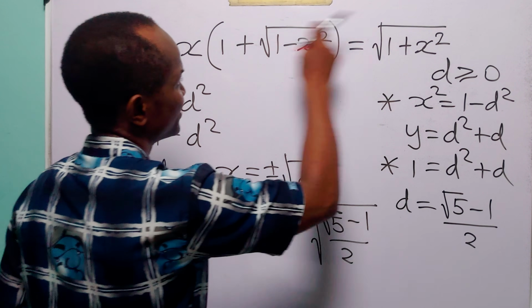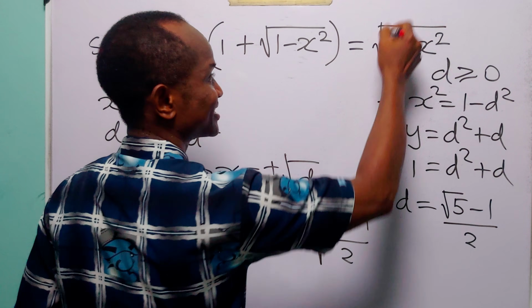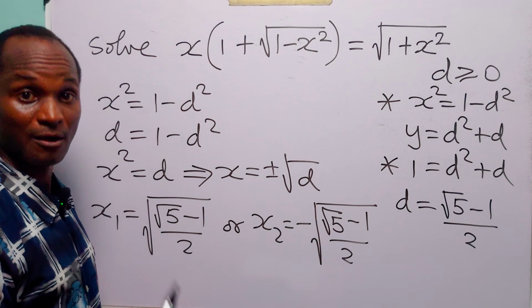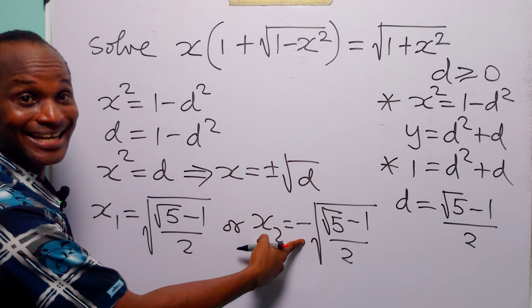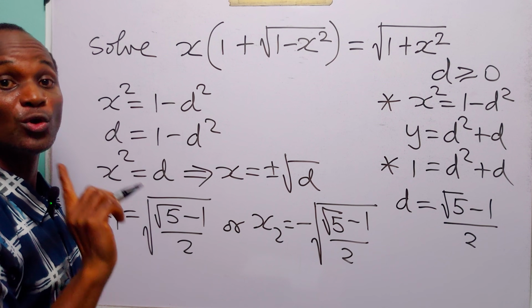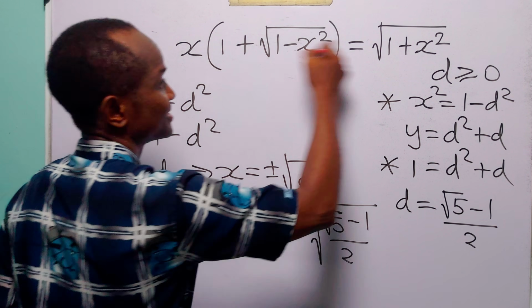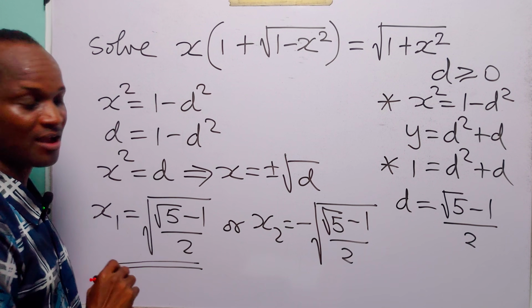Now let us go back to the original equation. Note that this is a square root, so it must be positive. Now, if x is negative, then this is not going to be positive. So the only value of x that satisfies this equation is this positive value.